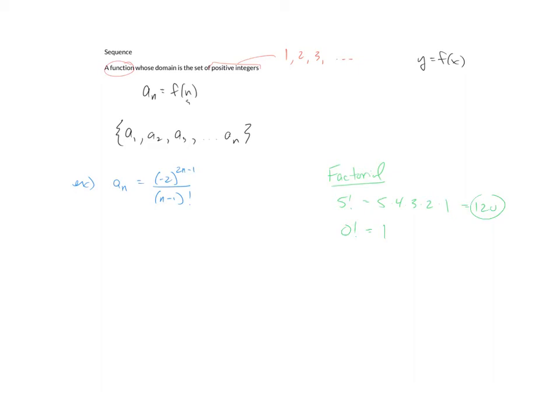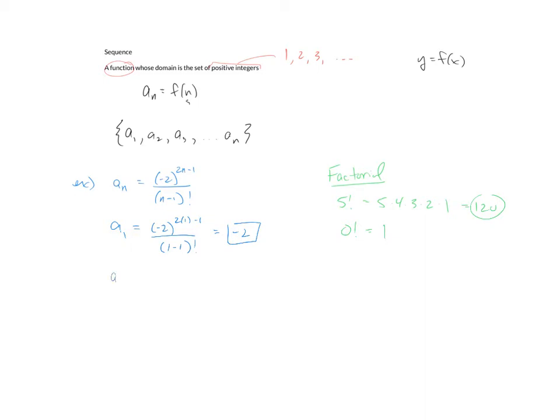The first thing we're going to do is find the first term. So we need a sub 1. So similar to what you would have done in function notation, every place you see an n, you're going to put a 1. So negative 2 raised to the 2 times 1 minus 1, over 1 minus 1 factorial. And when you clean all of that up, remember in your denominator, 1 minus 1 is 0, 0 factorial is 1. So when you clean all that up, you get a negative 2 for the first term.